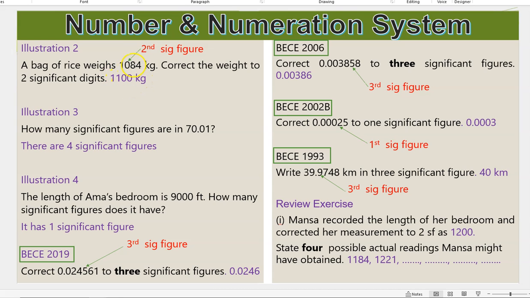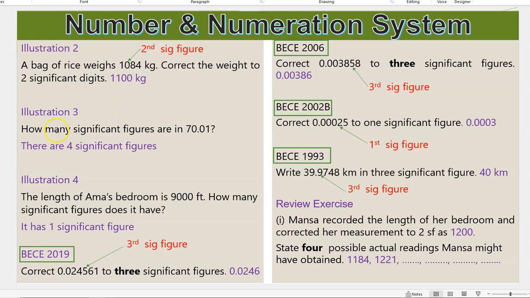What if the number here is 4? If the number here is 4, and of course it's not up to 5. So if the number is 4, 3, 2, 1, you don't touch it, you leave it. You don't borrow when the number is 4, 3, 2, 1, or 0. You only borrow when the number is 5, 6, 7, 8, or 9. So fortunately, we have 8 here. So we borrow 1 from 8 and add it to the 0, making 1. That's why we have 1100 kilogram.